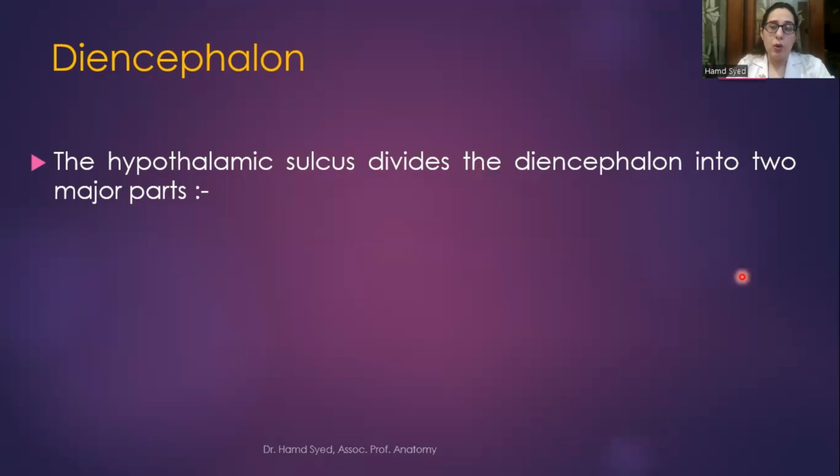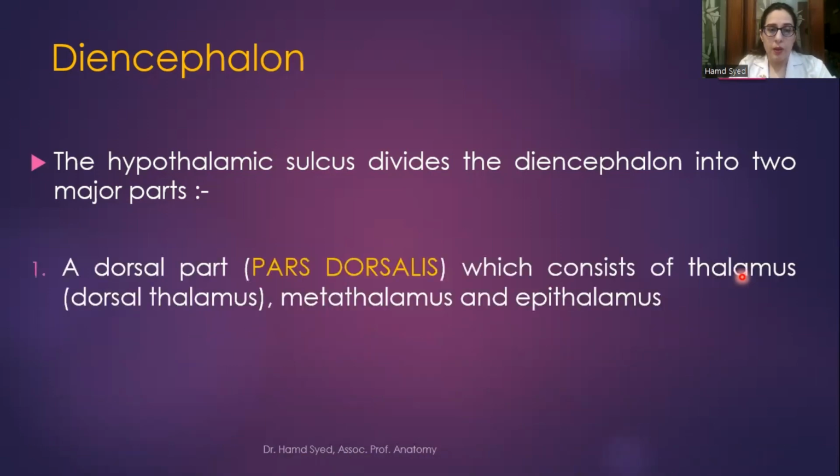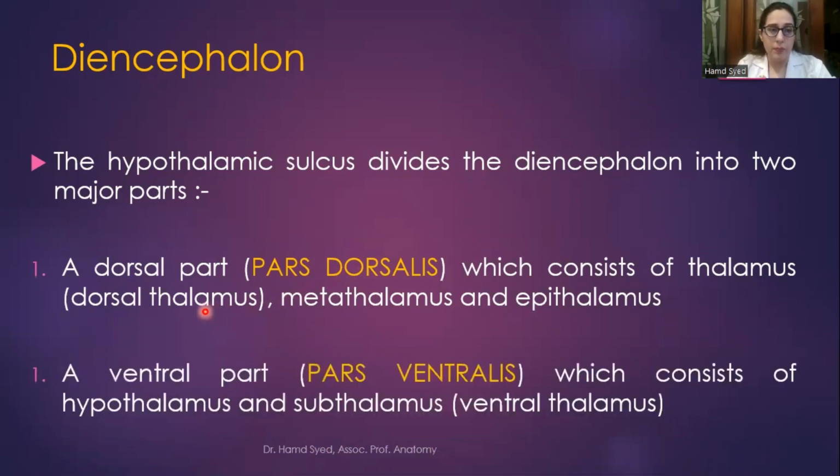Now, the diencephalon itself is subdivided by the hypothalamic sulcus into two major parts. The dorsal part is known as the pars dorsalis. This is the one which consists of the thalamus, the metathalamus, and epithalamus. Remember, the thalamus, which we say loosely thalamus, is actually the dorsal thalamus. The ventral part is the pars ventralis, and that consists of the hypothalamus and subthalamus, which is now the ventral thalamus.